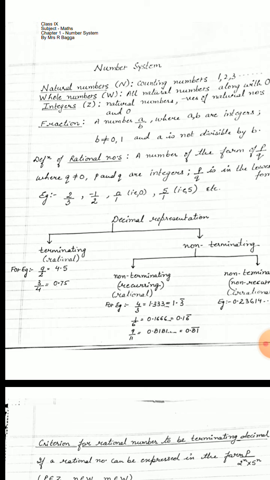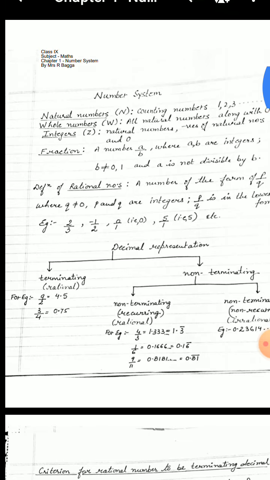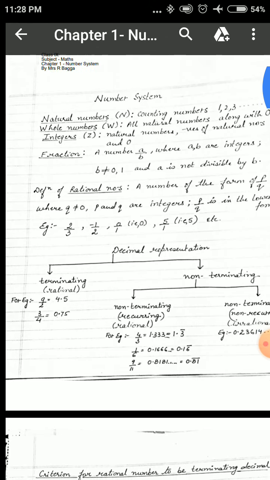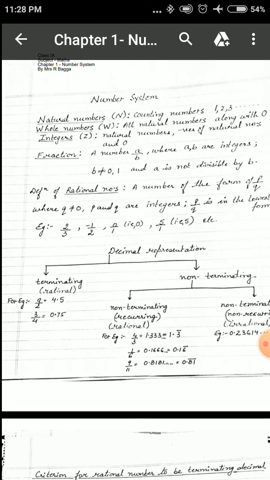A number a upon b, where a and b are integers, b is not equal to 0 and a is not divisible by b, is called a fractional number. This concept you all have studied in earlier classes. Now we come up to rational numbers. A number of the form p upon q, where q is not equal to 0, p and q are integers, and p upon q is in the lowest form. Example, 2 upon 3, minus 1 upon 2, 0 upon 1, that is 0, 5 upon 1, etc.